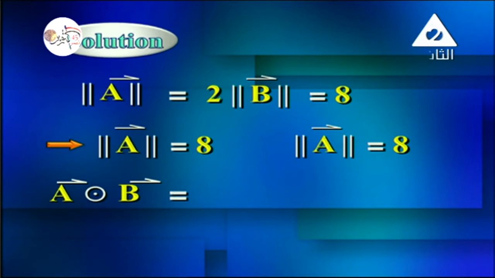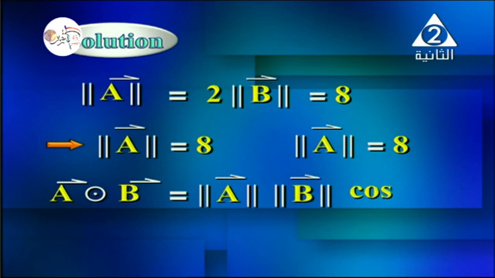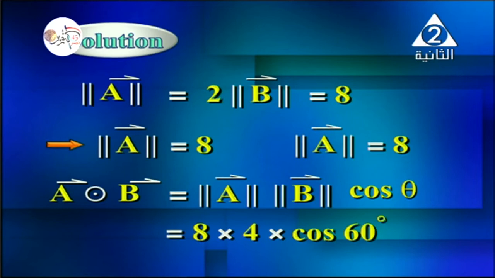A vector dot B vector equals norm A times norm B times cosine of the angle between them. By using substitution, norm A vector 8, norm B vector 4, cosine of the angle between them 60. Therefore, the answer is 16.